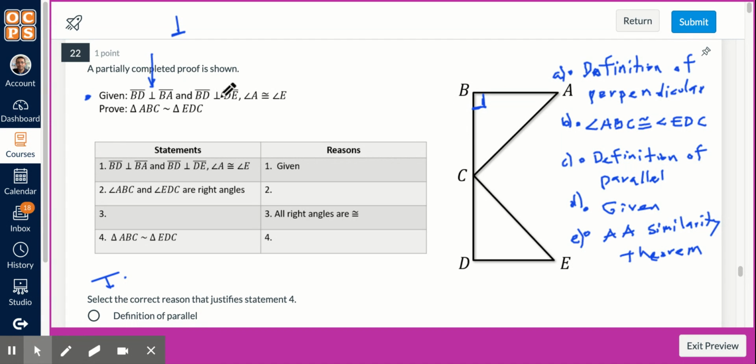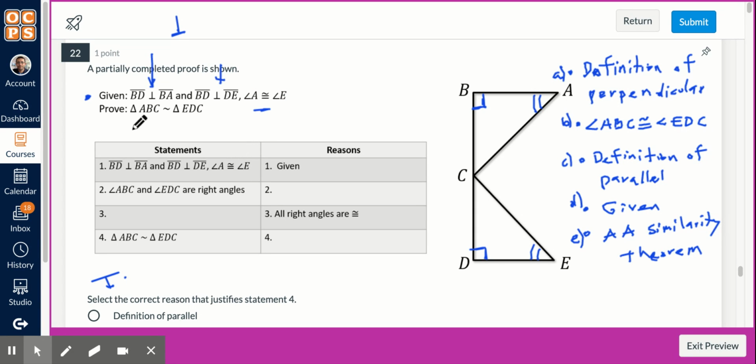BD is perpendicular to DE, 90-degree angle. Angle A is congruent to angle E. So any information that they give me, I put it in the drawing so I can see it. I put all that information that's given.